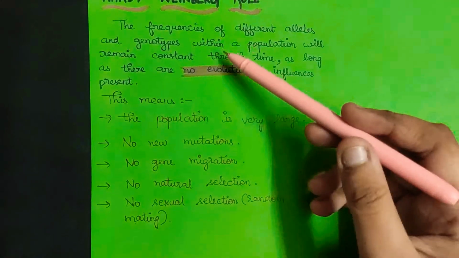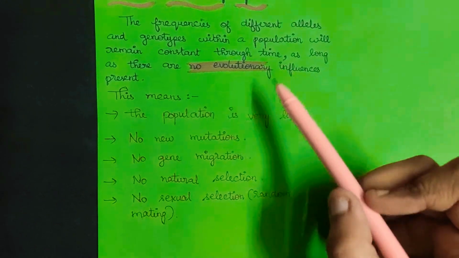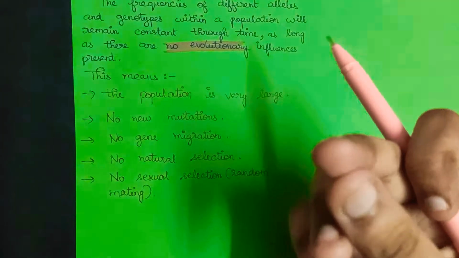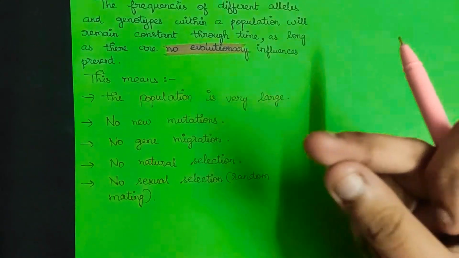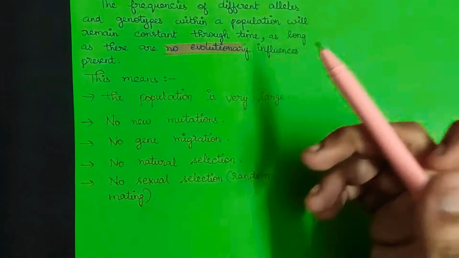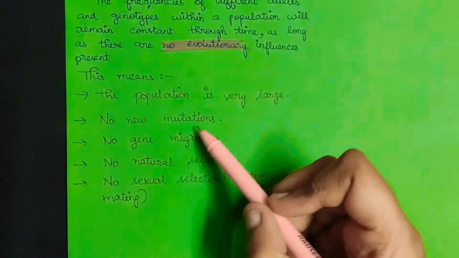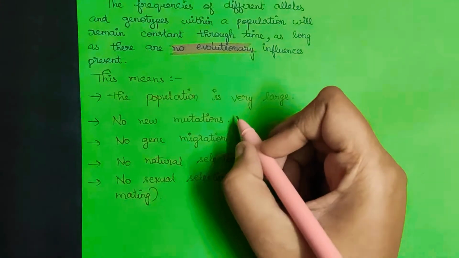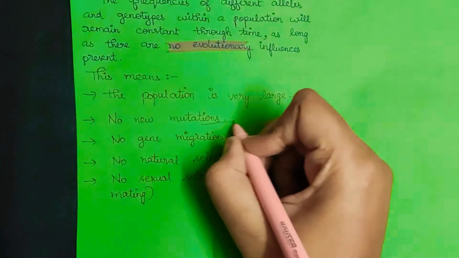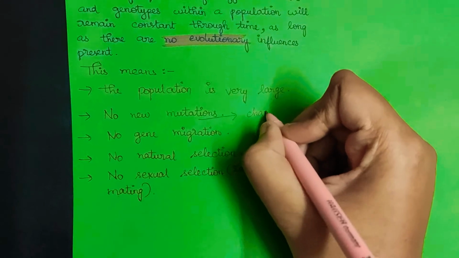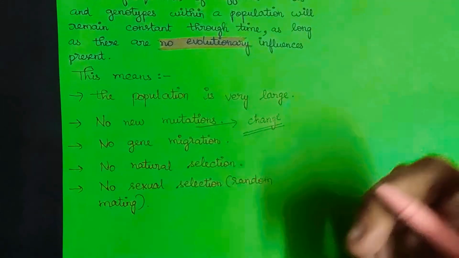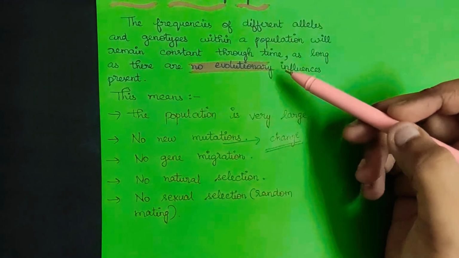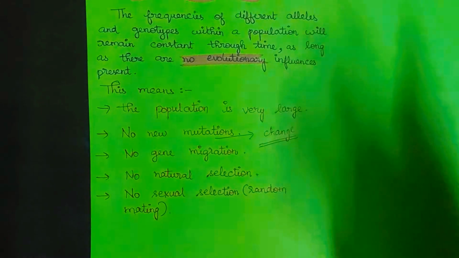What does it mean? From the principle, what we can understand is the population should be very large, so that even small changes will not be very much noticeable, right? So the population must be very large. No new mutations are there. Mutations means sudden large change in the population. So no change in the population must be there. Under these circumstances, this Hardy Weinberg's rule will be satisfied, or we can say it will be true.